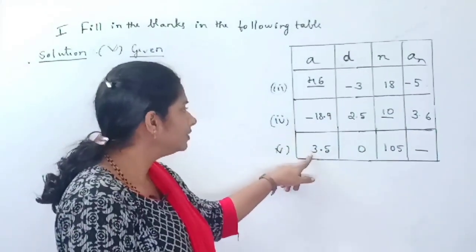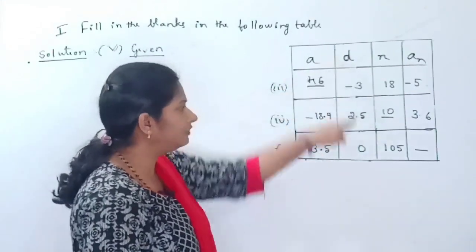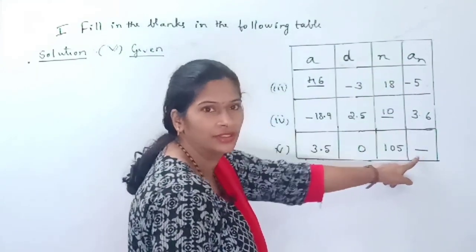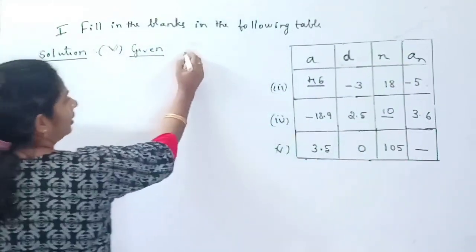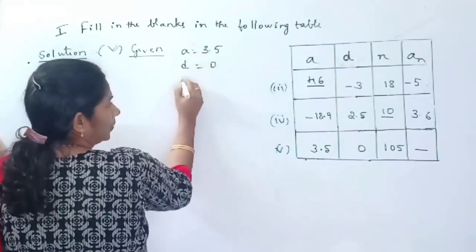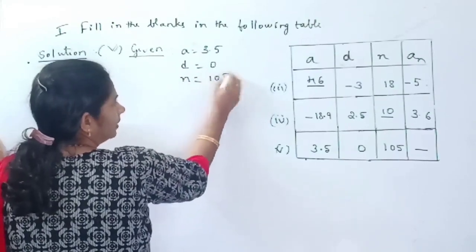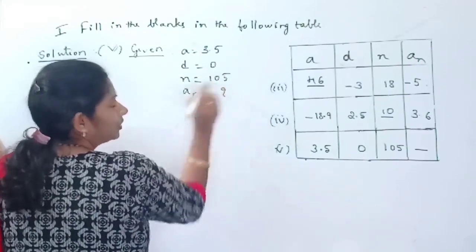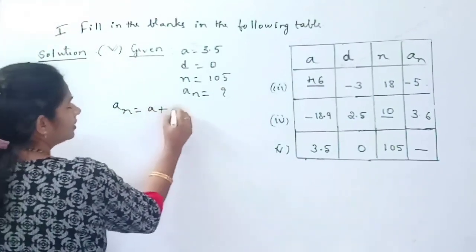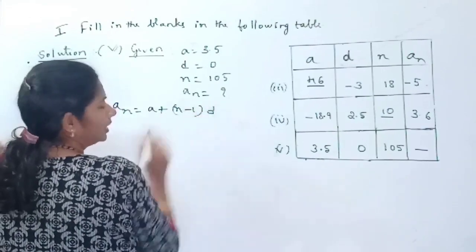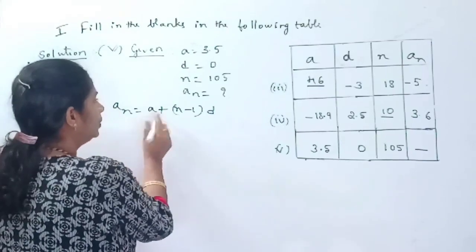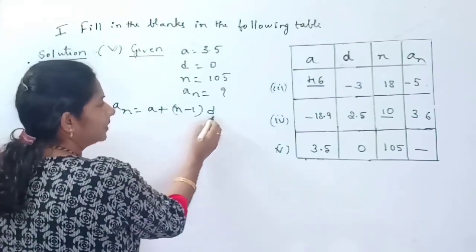Coming to the fifth problem. A value is 3.5, D value is 0, N value is 105, and AN value you have to find out. So what is given, children? A value is 3.5, D value is 0, N value is 105, and AN value we don't know, you have to find out, put a question mark. Write the formula: AN equals A plus (N minus 1) into D. Got it? This is the formula to find the nth term of an AP.